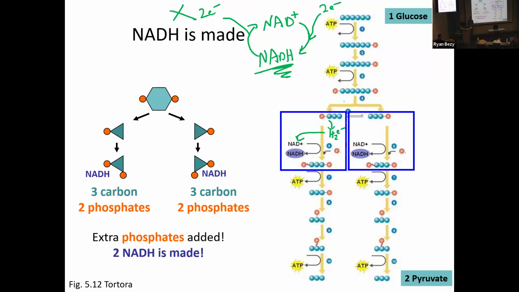And what you've done is you have made an energy intermediate. This is the first bit of energy that's getting harvested out of glycolysis. You make an NADH off of this glyceraldehyde, and you make another NADH off of that other glyceraldehyde that was being formed. Questions about that so far?